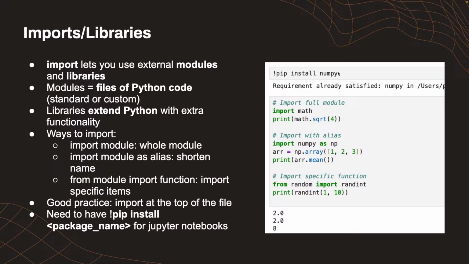If you're using a Jupyter Notebook, especially on Google Colab, you need to use this syntax, exclamation mark pip install numpy, to install the package before you import and use it. Some packages, like the default Python ones, you don't have to install. They're just included in Python by default.